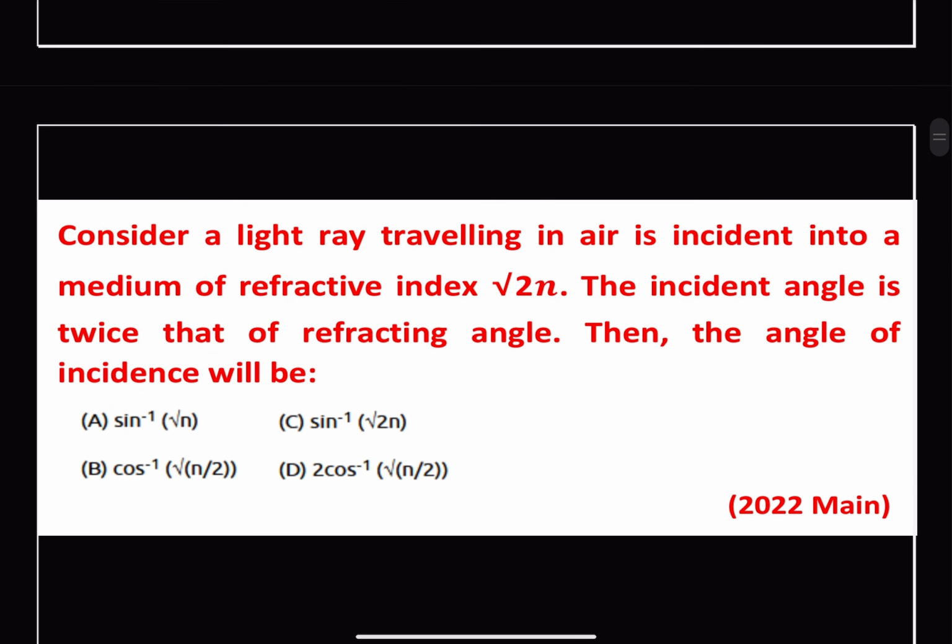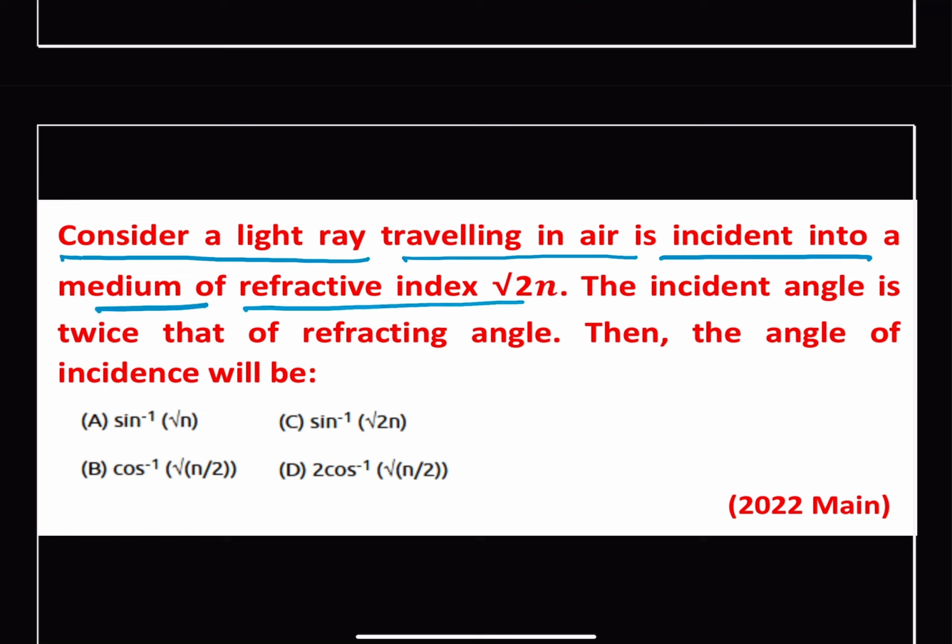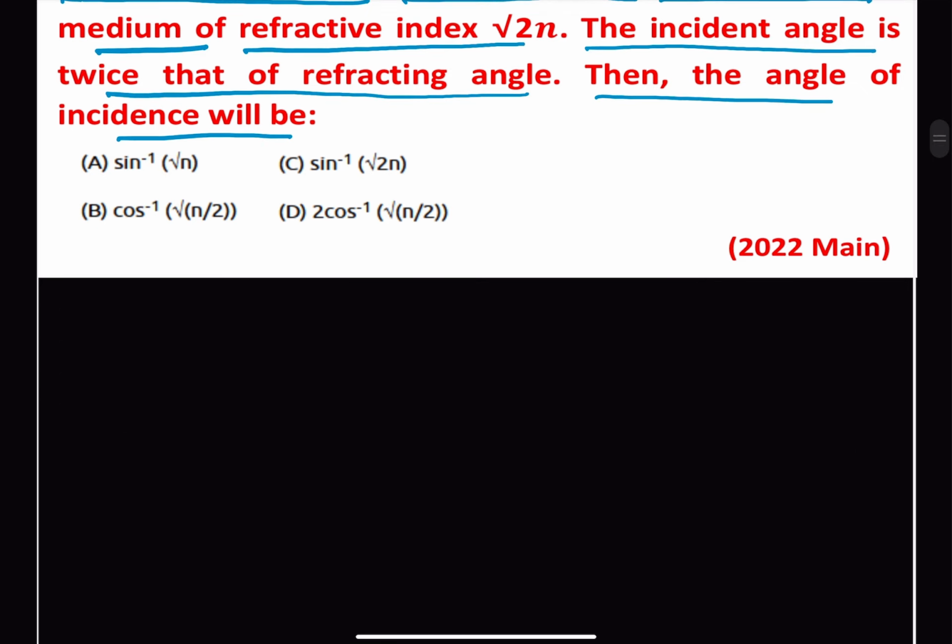And it states that consider a light ray traveling in air is incident into a medium of refractive index square root of 2 times n. The incident angle is twice that of refracting angle, then the angle of incidence will be. Okay, so it says that the light ray traveling in air is incident into a medium of refractive index square root of 2 times n. So we can just draw an approximate figure for that.